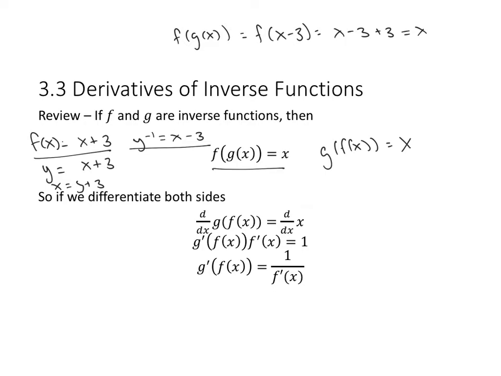So to find the derivative of an inverse, let's differentiate both sides. So the derivative of g of f of x, we're going to have to differentiate the right side of x. So we're going to use the chain rule. G prime f of x, and then f of x is my baby, so times f prime of x, and the derivative of x is 1. So g prime f of x is 1 over f prime of x. Let's put this into practice, and it will make a lot more sense.